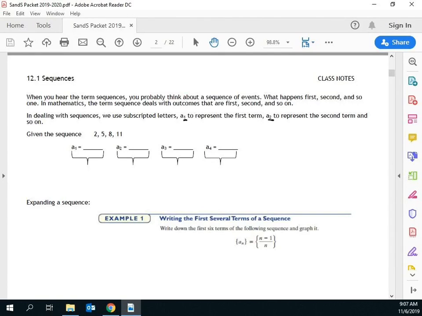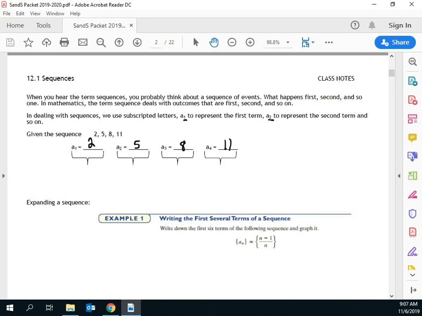your first term. So A sub 1 is going to be 2. A sub 2 is going to be 5. A sub 3 is going to be 8. And then A sub 4 is going to be 11. So that subscript refers to what term you're talking about. And then the value of it is whatever is at that particular location.